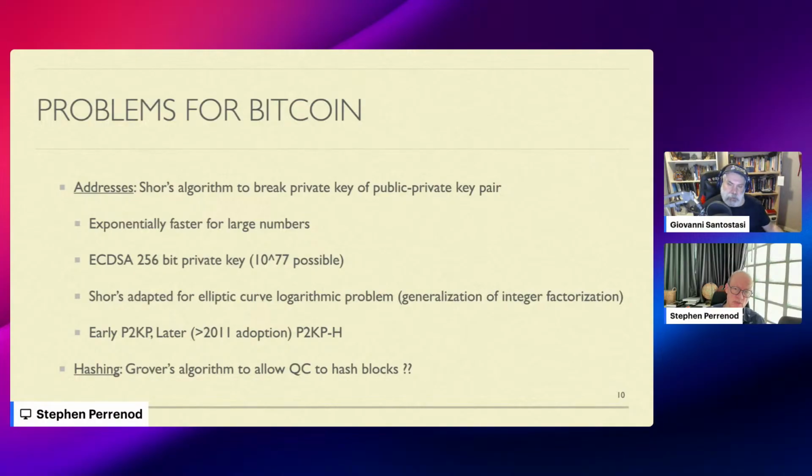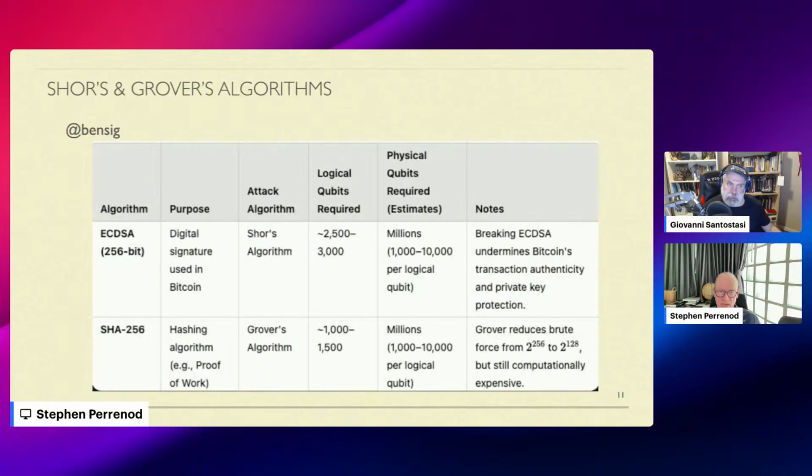And then the second question that comes up is hashing, hashing the blocks on the chain itself. There's a different algorithm. It's a search algorithm called Grover's algorithm. Could you hash blocks? So I'll talk about both of these, but our emphasis is on the first one. This is a nice little chart that's been built by Ben Sigmund. You can follow him at Ben Sig. That shows those two with the digital signatures and the keys in the top row and the hashing in the second one. They both have SHA-256 encoding underneath.